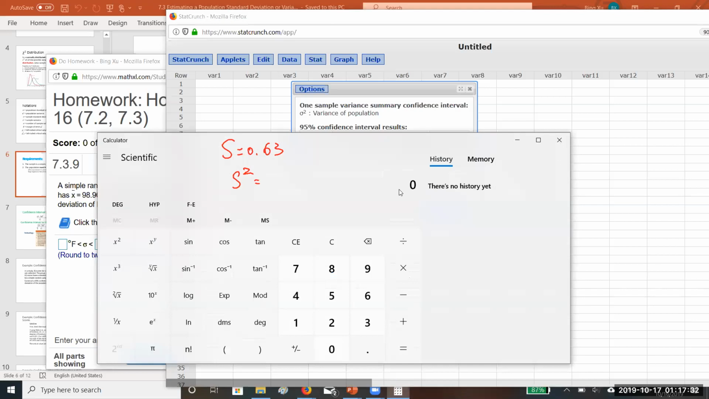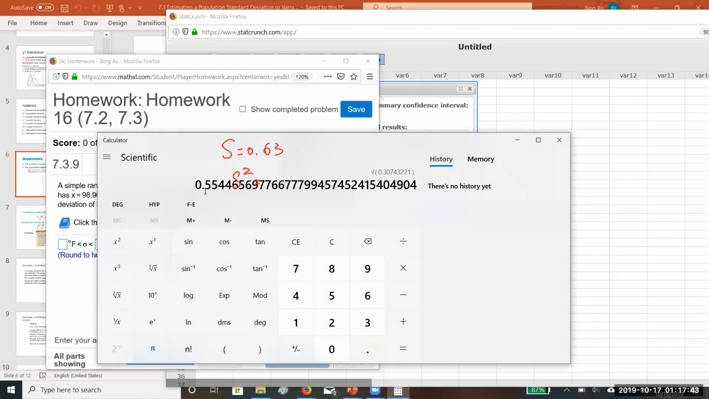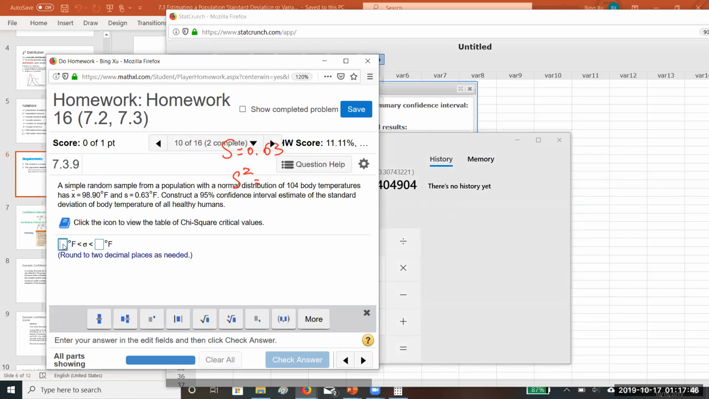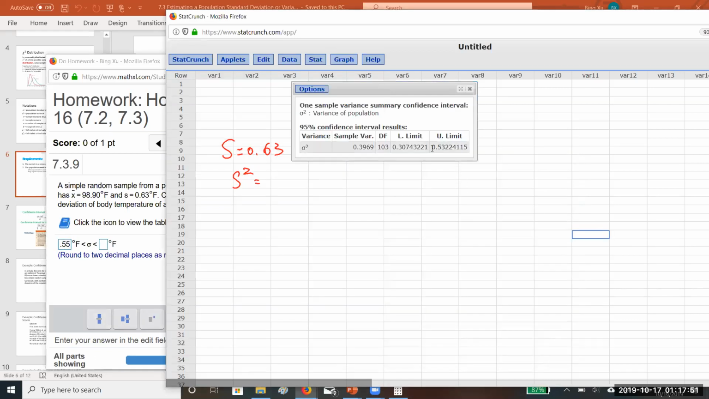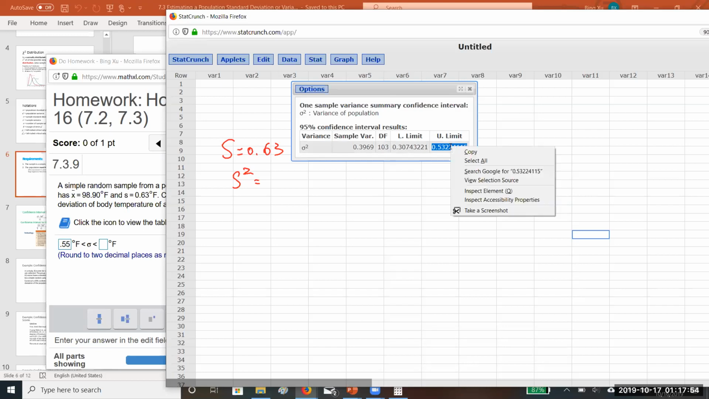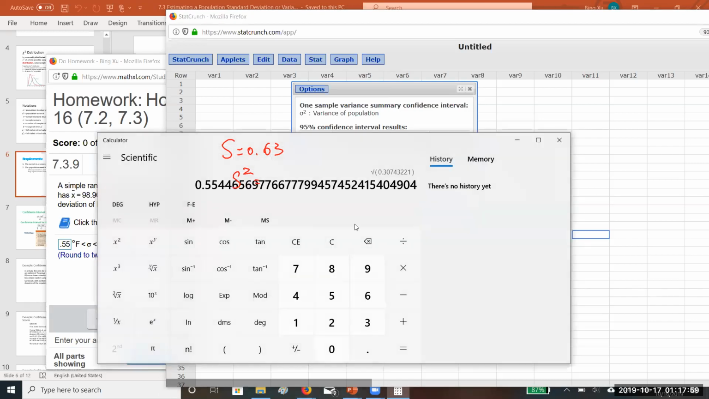Copy, and let me paste it. And I want to take the square root of this number. They want to round it to 2 decimal places, so that's 0.55. For the other one, the upper limit is this number, but that's sigma squared. So for sigma, you need to put this here, paste, and then take the square root of that. It's 0.73.